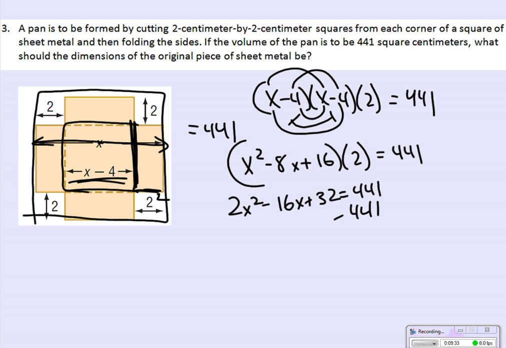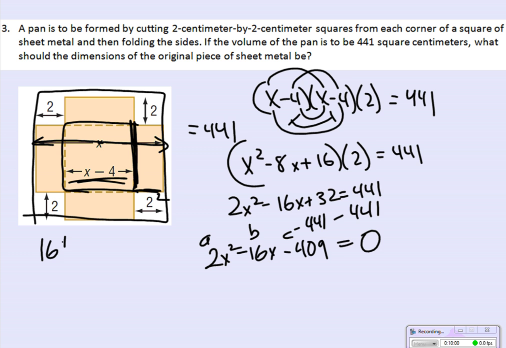So now subtract 441. Why? Because this makes it equal to 0, and that means I can take the quadratic formula and throw everything in there. So this is A, B, and C. The quadratic formula becomes positive 16 plus or minus the square root of 16 squared minus 4 times 2 times negative 409, all over 2 times 2.